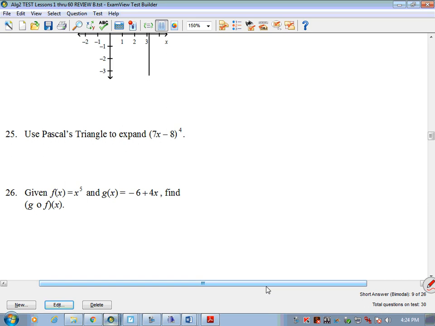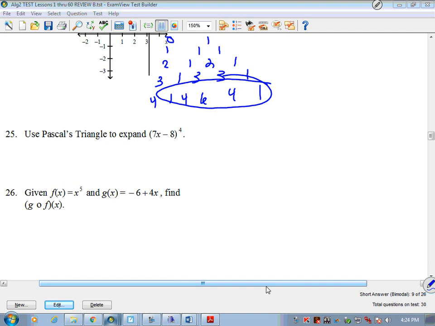Use Pascal's triangle to expand. This is a longer question, but we'll go ahead and work it out. The first thing we want to start off with is Pascal's triangle. With our 0 term, we get 1. First term is 1, 1. Then 1, 2, 1. Then our palindrome 1, 3, 3, 1, and 1, 4, 6, 4, 1. So these, 1, 4, 6, 4, 1, are my coefficients.